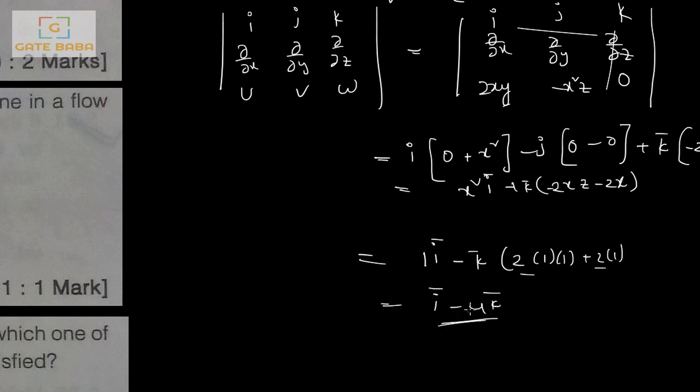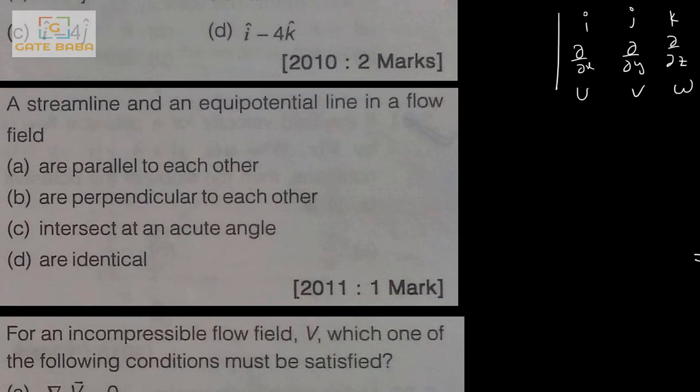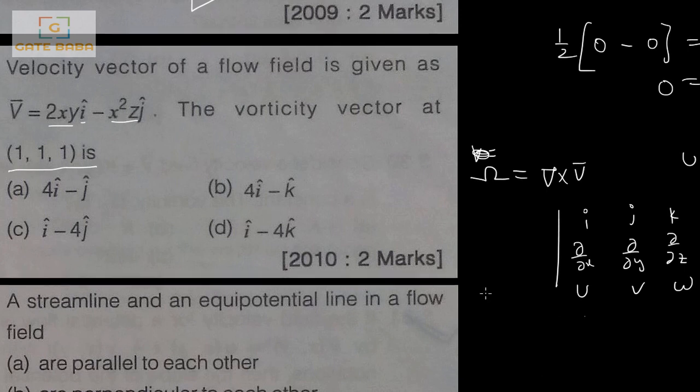Okay, check the options. I bar minus 4 k bar, I bar minus 4 k bar. Option D is correct, I think. I bar minus 4 k bar. Very simple question. Just find the curl.